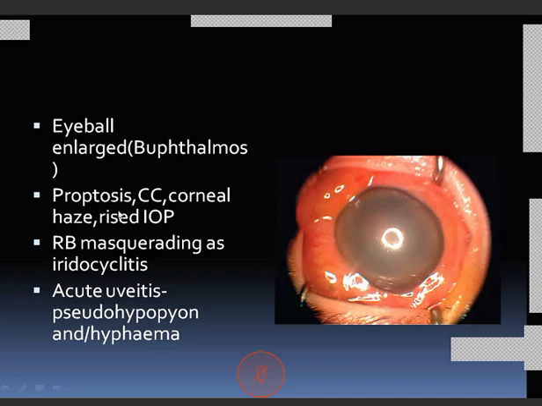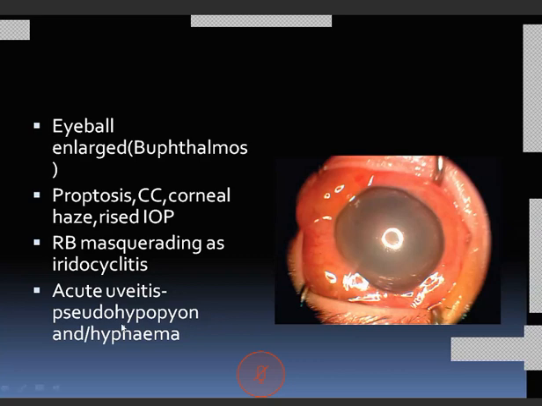Then there will be proptosis. Proptosis means protrusion of the globe. Then we can see conjunctival congestion as well as circumcorneal congestion, and we can see corneal haze due to raised intraocular pressure. Retinoblastoma masquerades as iridocyclitis. Masquerading means it is mimicking iridocyclitis.